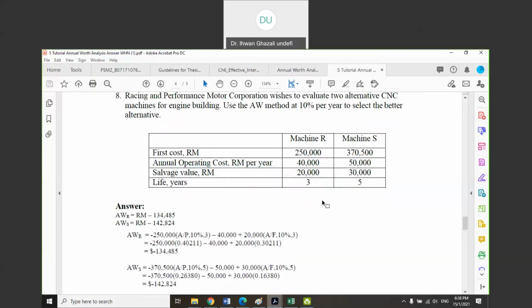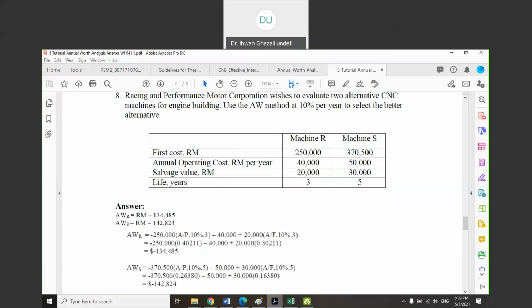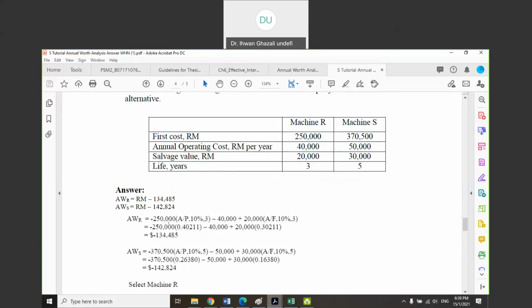So we need to calculate the annual worth analysis to see which is better. Even though this one has a longer life cycle, based on our calculation of cost, the cost of machine R is lower. So we consider that the best alternative is machine R. Okay, try to find this one.